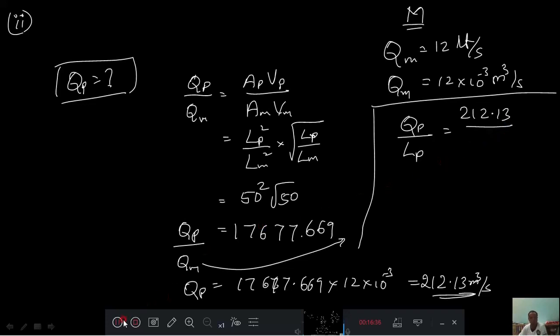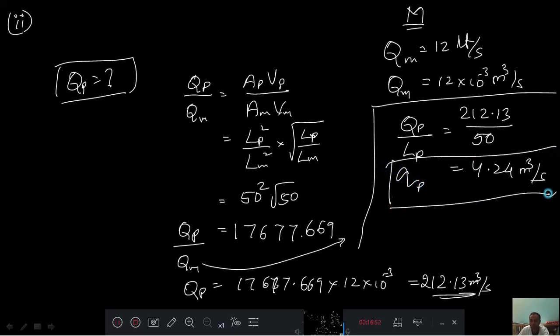212.13 divided by LP, the length of the prototype, 50. The answer is 4.24 meter cube per second. Okay, this is your small QP. Over. Then the third one they have asked this one.